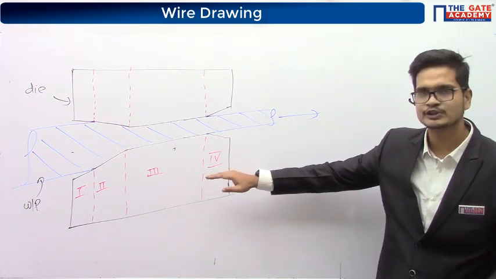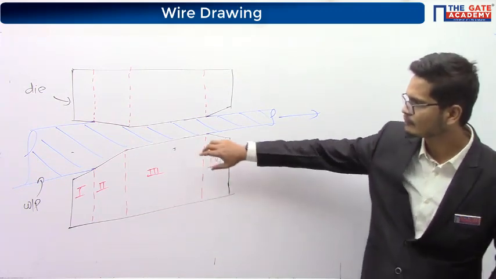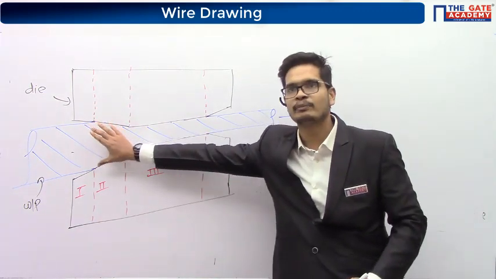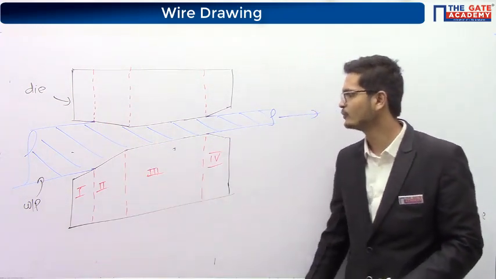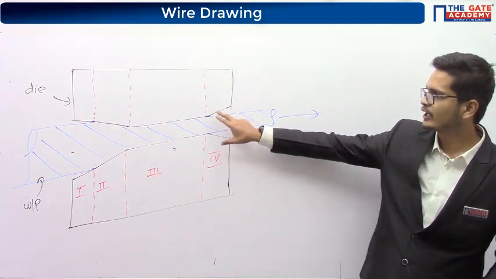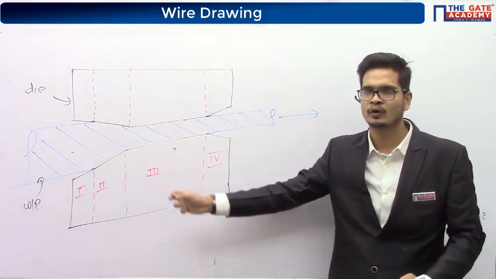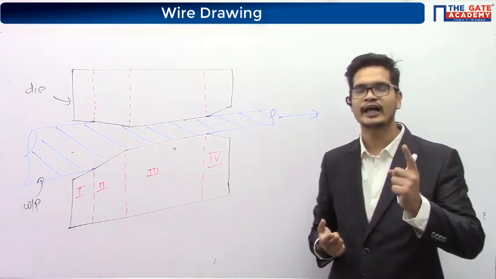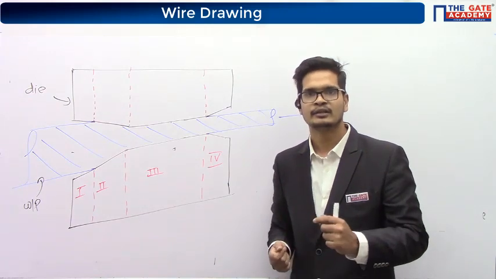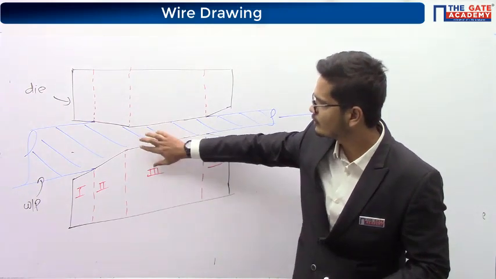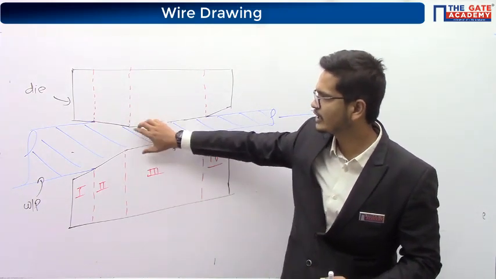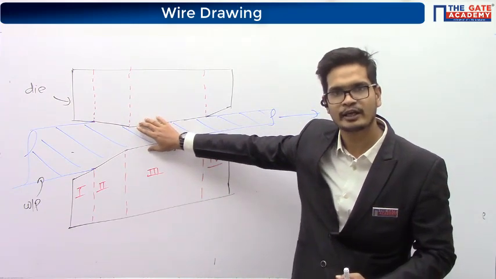Now what happens in zone 4 is, whatever lubricant you had applied in zone 1, that lubricant will get compressed between the die and the workpiece. It will have very high temperature and high pressure. All the lubricant will get compressed between the workpiece and the die.